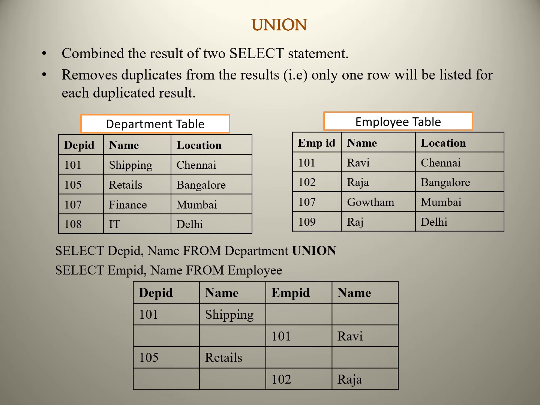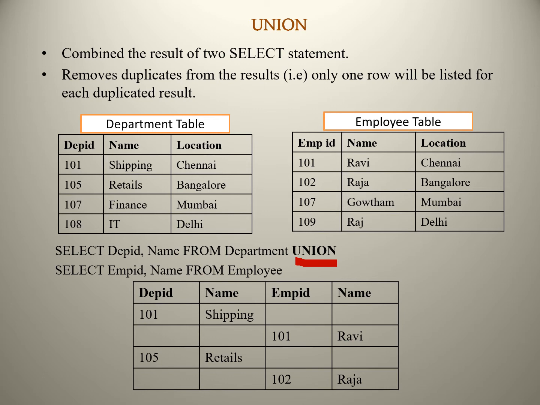Now we are going to consider an example. Here we have two tables, a department table and an employee table. In the department table we have three fields, and in the employee table we have three fields. Now I am going to write a query: select department ID, name from the department table. Then I mention the keyword union. Then another query: select employee ID, name from the employee table.